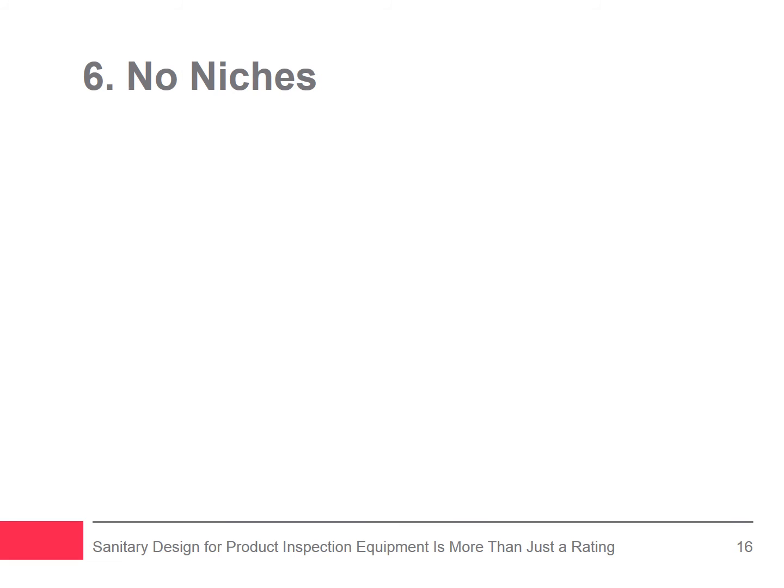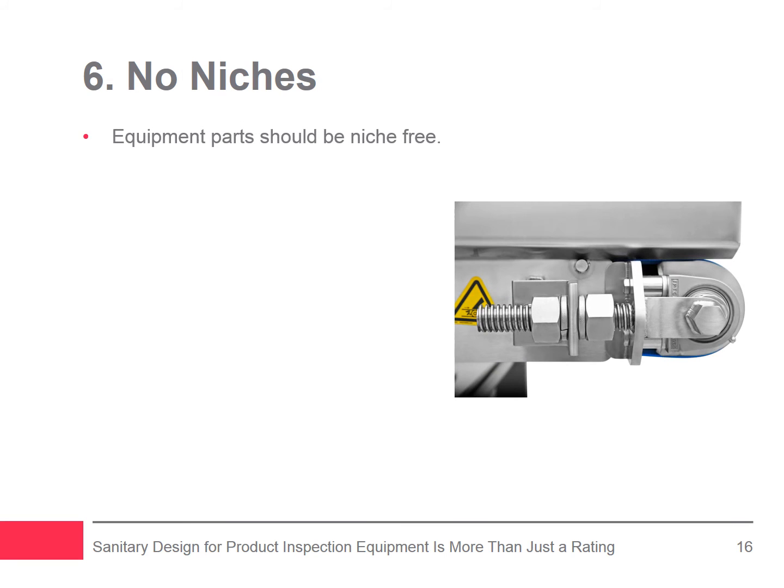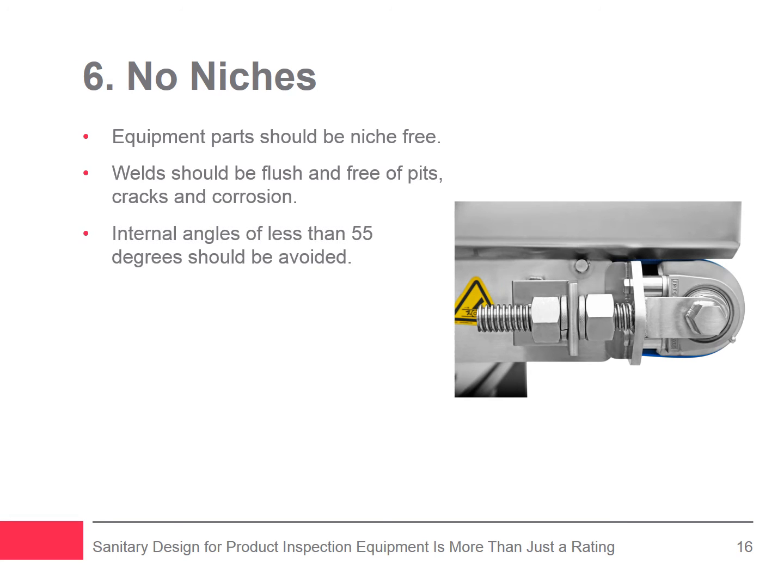Principle 6. No niches. Equipment parts should be free of niches such as pits, cracks, corrosion, recesses, open seams, gaps, lap seams, protruding ledges, inside threads, bolt rivets, and dead ends. Welds should be flush and free of pits, cracks, and corrosion. Internal angles of less than 55 degrees should be avoided as the area between the surfaces can't be seen or cleaned. Press and shrink fits should not be used as they have inherent gaps and can leak.